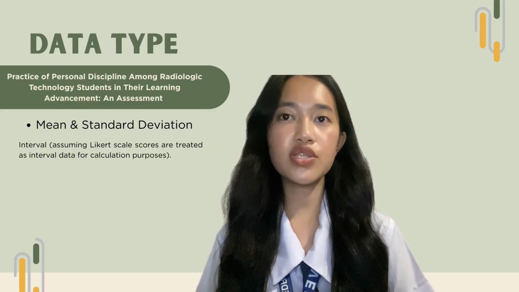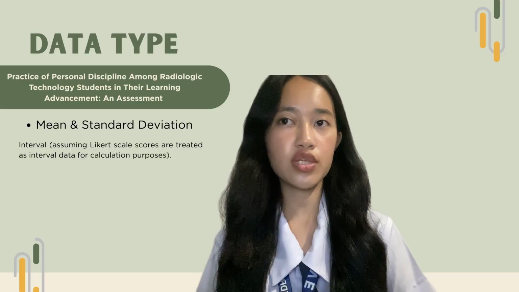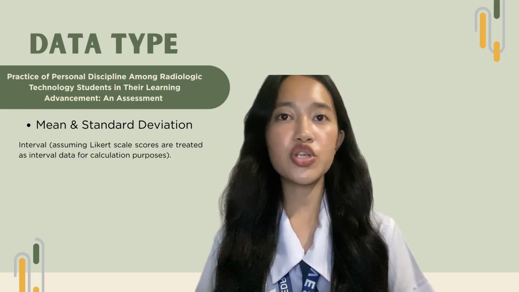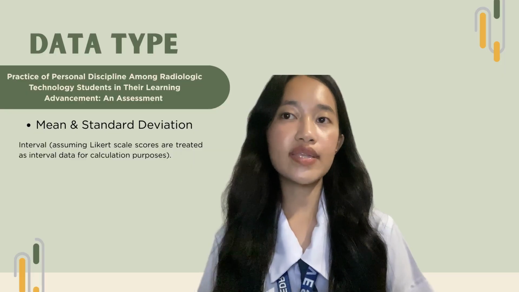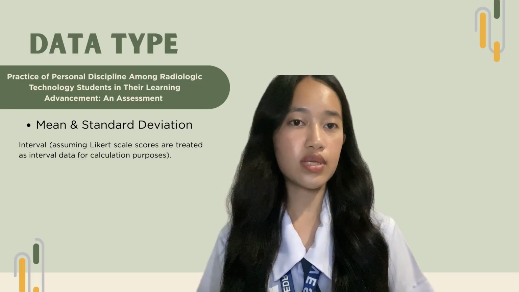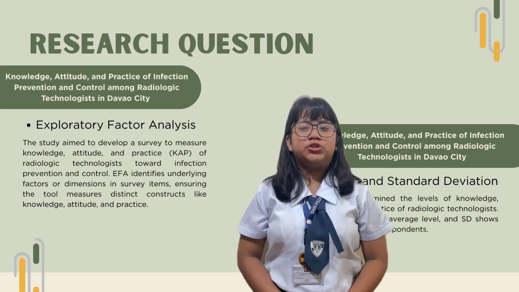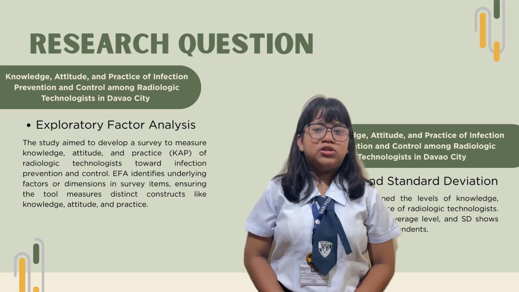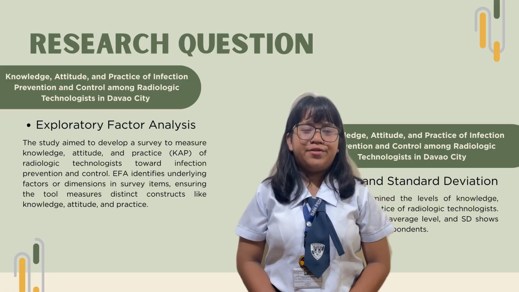Together, these methods were ideal for addressing the study's research question, assessing how personal discipline affects learning advancement, because they accurately capture both categorical and ordinal data while providing insights into patterns and tendencies within the students' population. We'll analyze why the researchers used those tools. So for each research, we'll be explaining why the chosen statistical methods were appropriate for the studies.